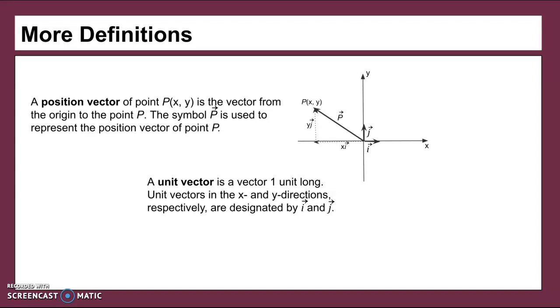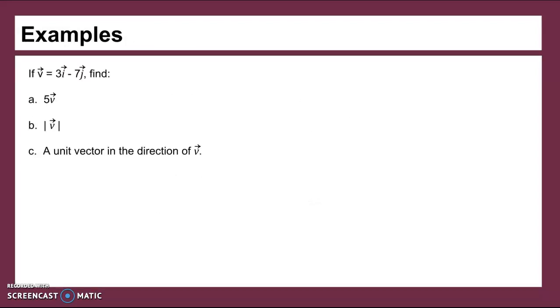And you can see that if I went x units horizontally, and I multiply x times vector i, and I do the same thing with y, I can get to the point that's got the coordinates x, y.